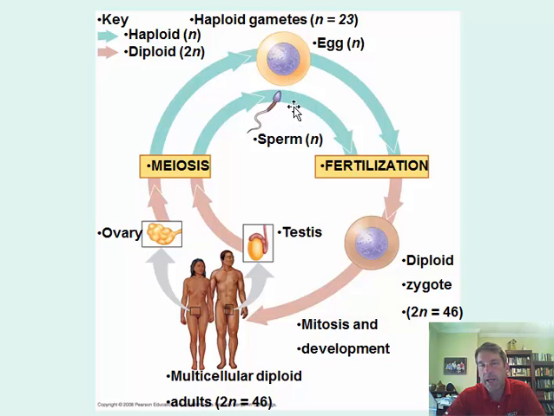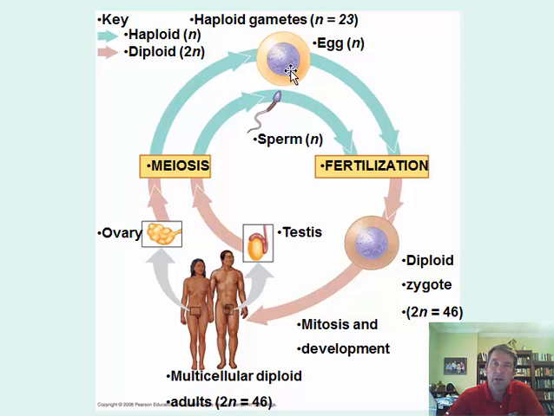So after the sperm and egg unite through fertilization, they produce a single cell. The sperm fuses with the egg and it produces a single cell. And that cell is diploid because it combines the half of the chromosomes that exist in a sperm cell and the other half set of chromosomes that exist in the egg cell.